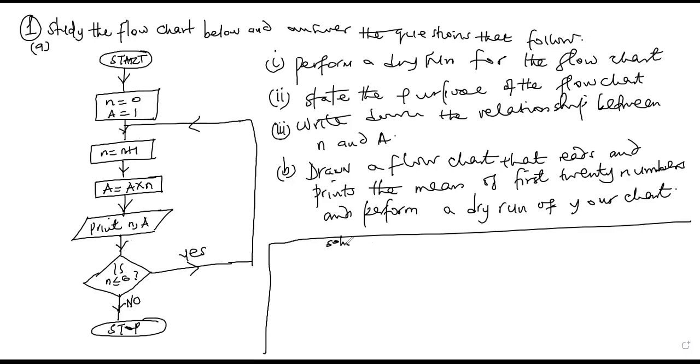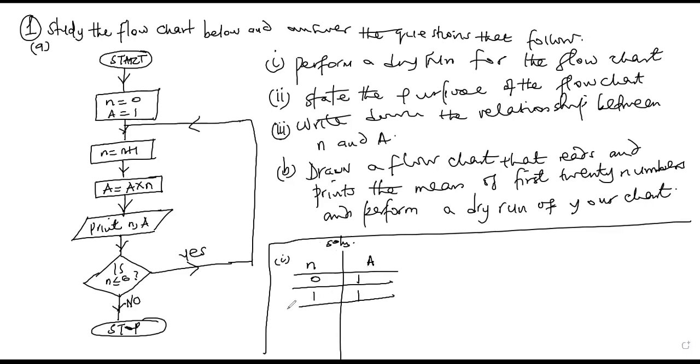Solution, Roman 1, they want us to perform a dry run. So I'll be having n here and the value of a here. Performing a dry run, at first n is 0, a is 1. They say that you increase n by n plus 1. So n was 0, when we add 1, it will be 1. Then they are saying that a will be gotten as a times n. We multiply by n, we get the a here. So it is 1 times 1, which is 1.